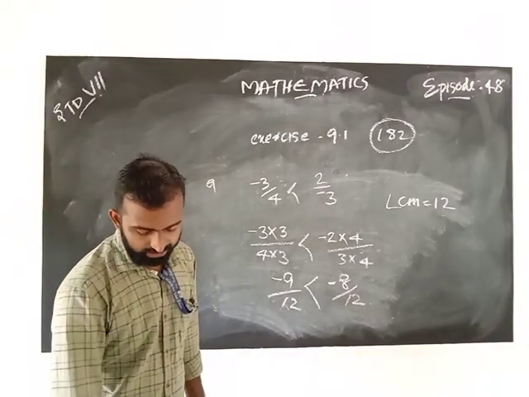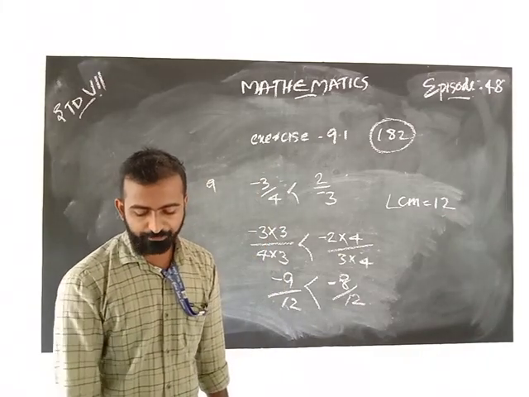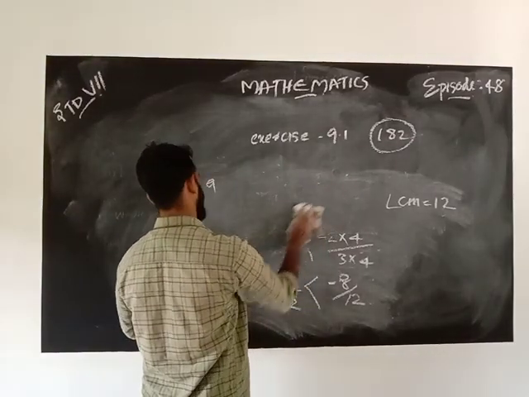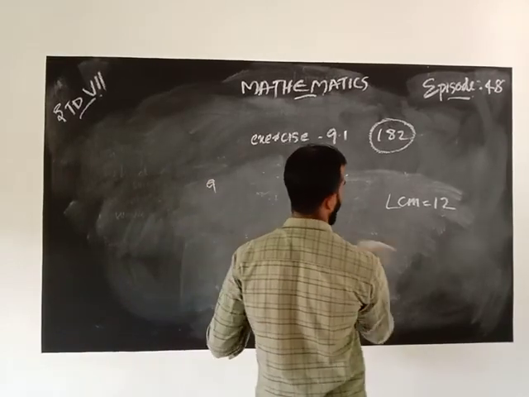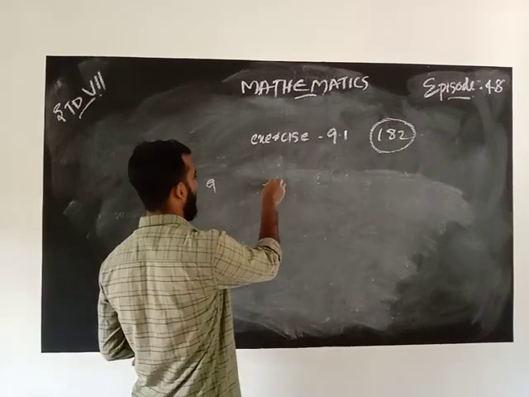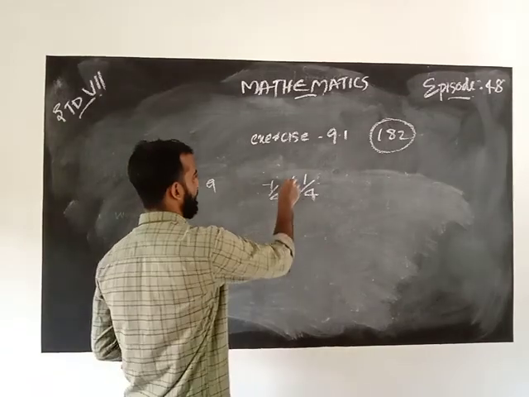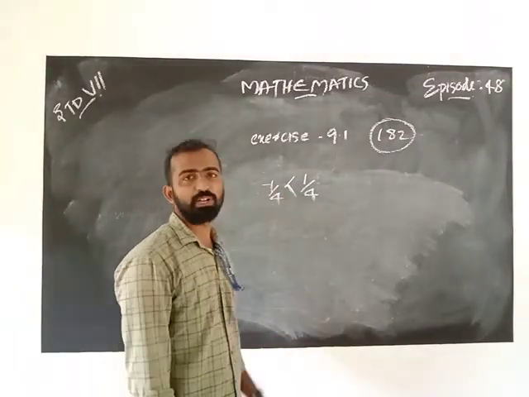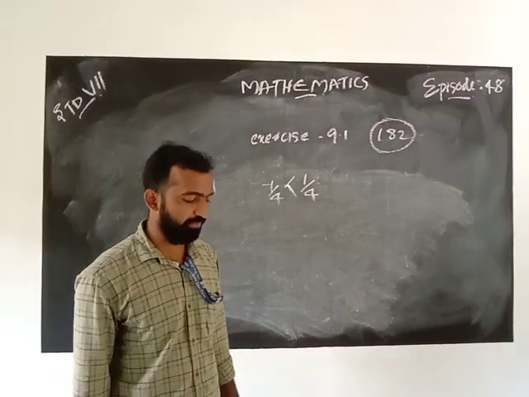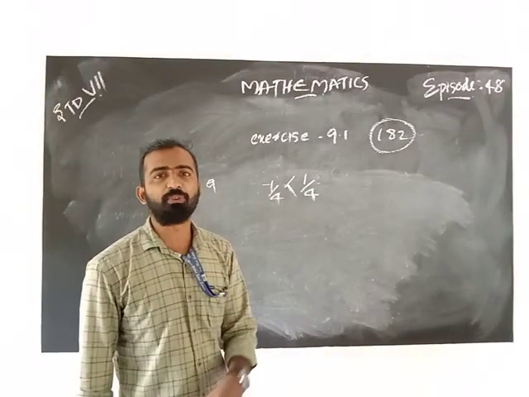Okay, and next one, fourth one, is negative 1 by 4 and 1 by 4. Here clearly 1 is greater than negative 1, so we can say that negative 1 by 4 is less than 1 by 4. And fifth one is for your homework.